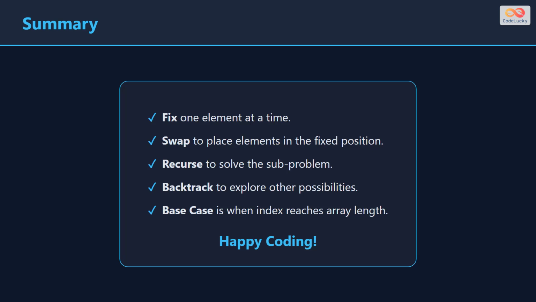To summarize, we fix one element, swap it into place, recurse for the rest, and then backtrack to restore the state. The base case is reached when we have processed all positions. Understanding this pattern is crucial for solving many other combinatorial problems.